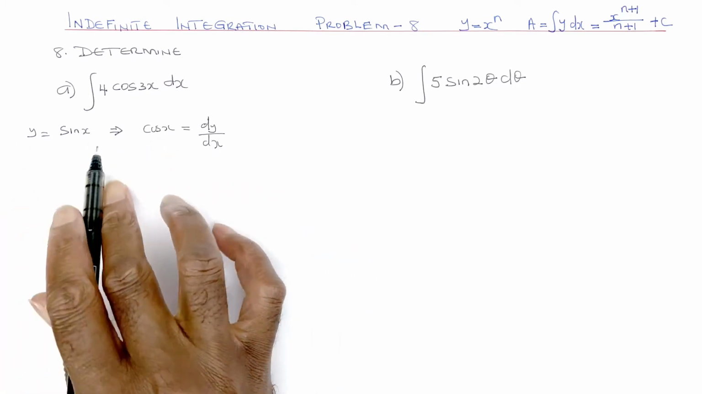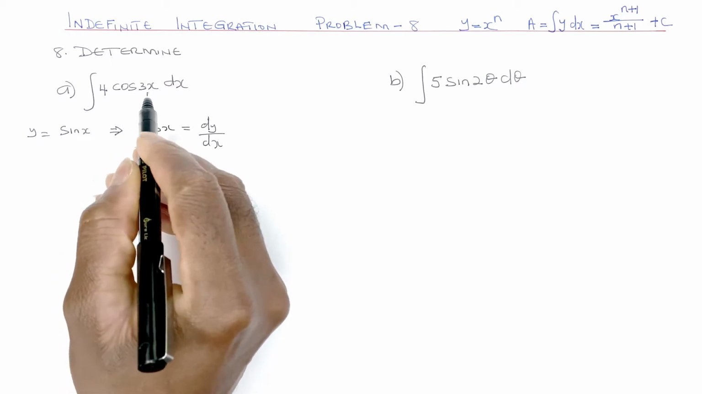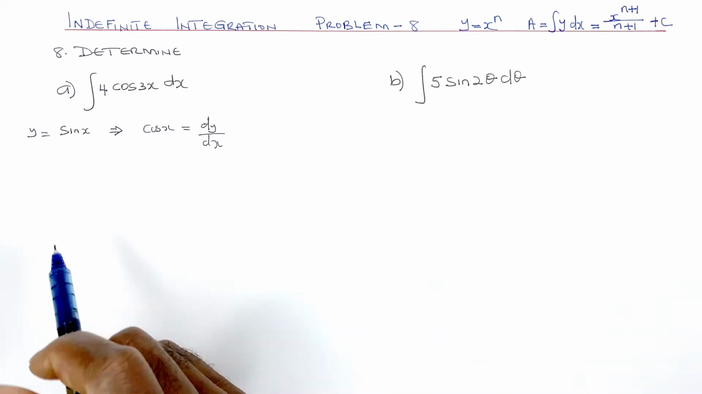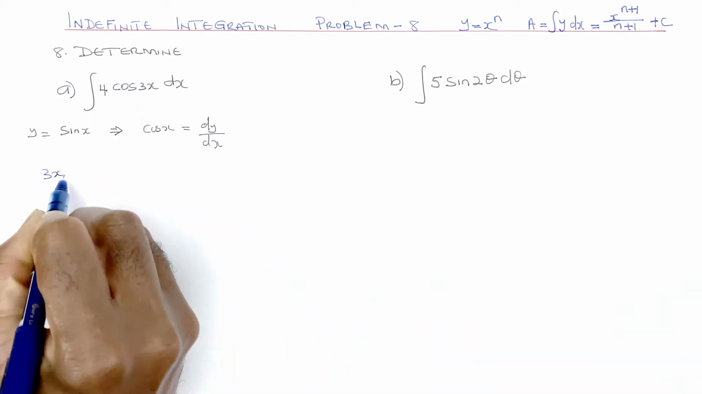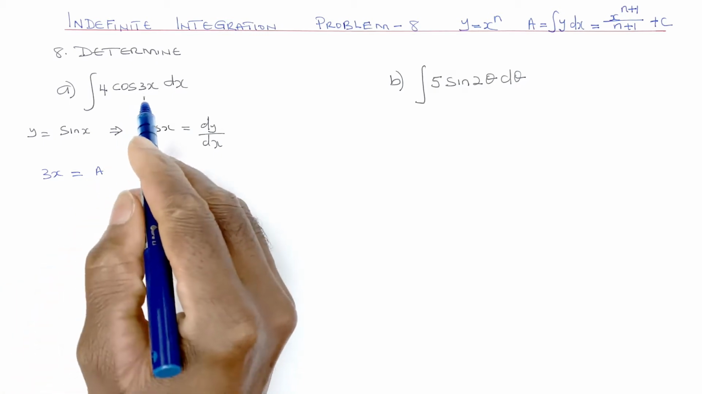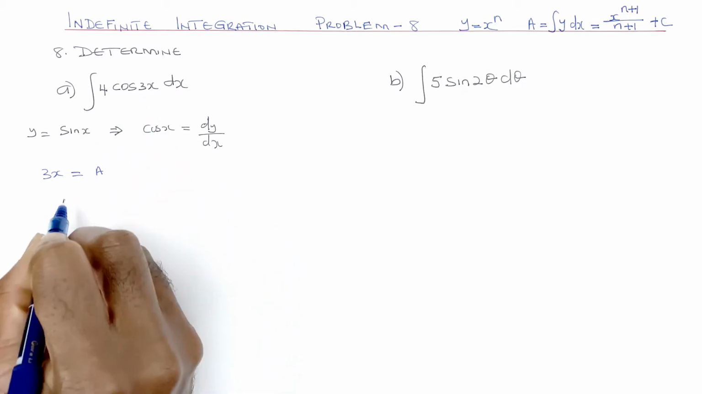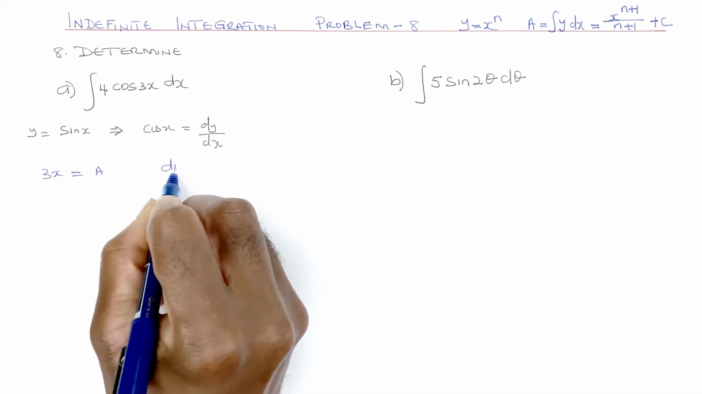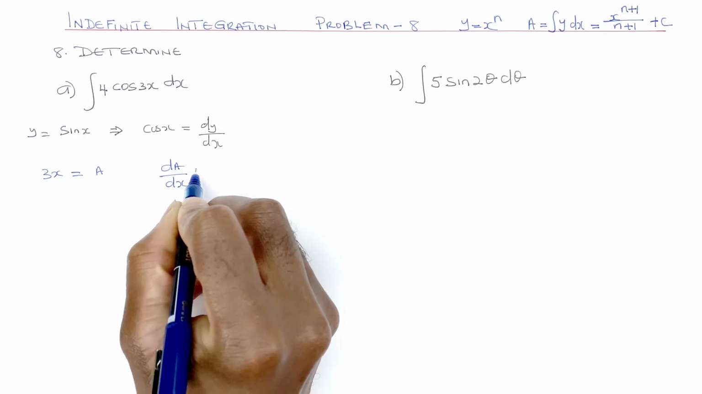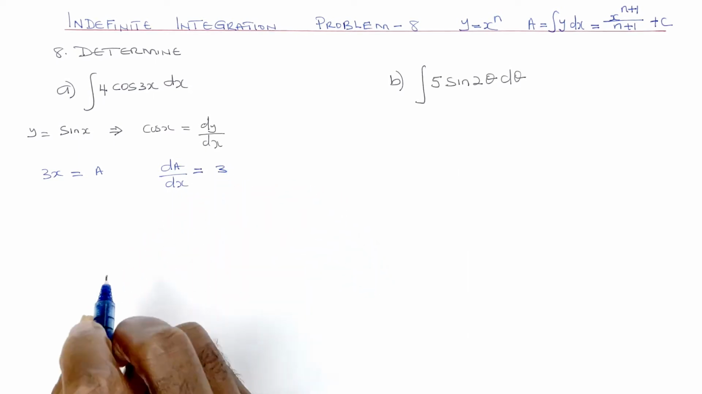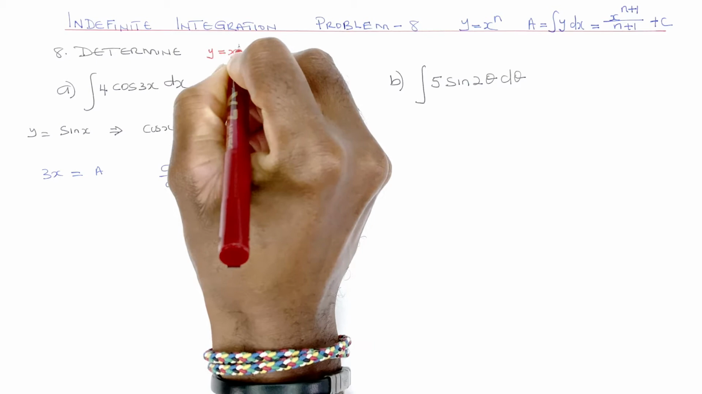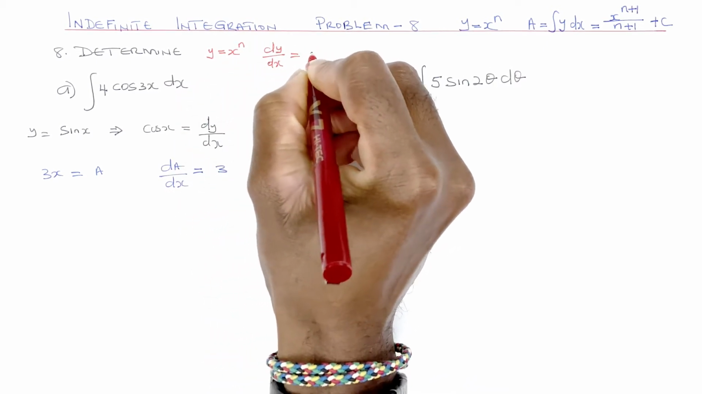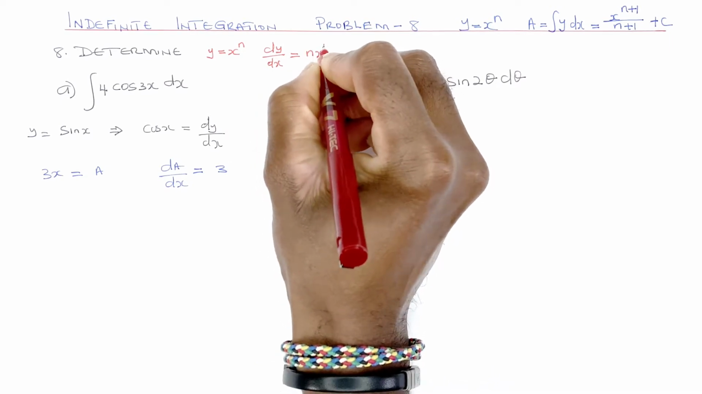So it's the reverse. Therefore we've got cos of x. But we don't have cos of x, we've got cos of 3x. So in this case, we're going to make 3x equal a, because that's a function of a function. If a equals 3x, then da/dx equals 3. If y equals x to the power of n, then dy/dx equals n x to the power n minus 1.